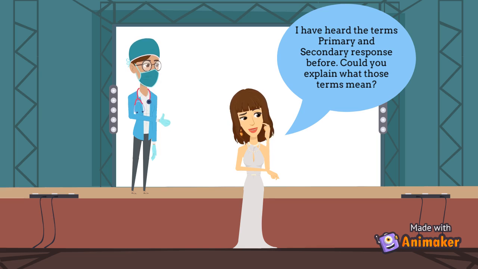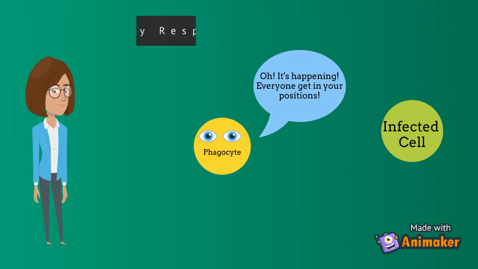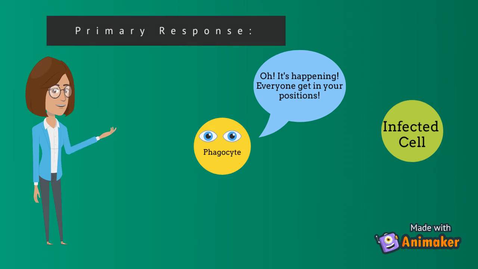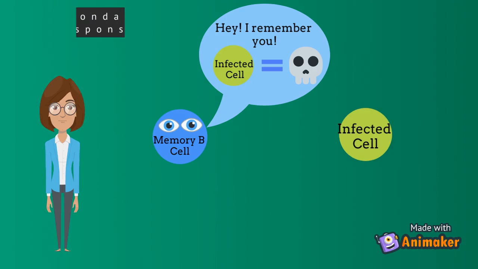I have heard the terms primary and secondary response before. Could you explain what those terms mean? Primary response is when our body responds to a specific antigen. Our body can then present a more specific response. Secondary response is when the body recognizes an invader and can attack fast before it has time to reproduce and cause symptoms.